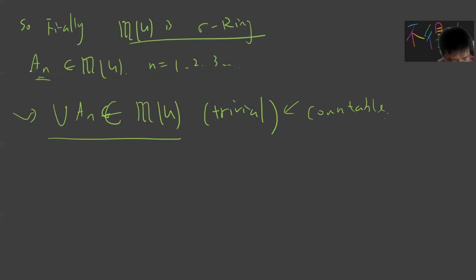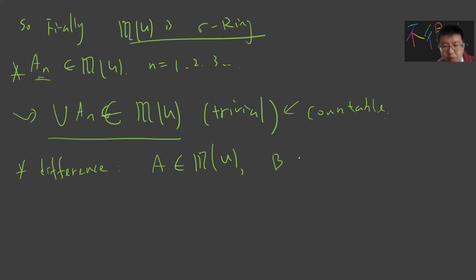Trivial. Okay. So the union is trivial. So final is what? Difference. Let's say A belongs to the finitely mu measurable sets, and B belongs to the finitely mu measurable sets.